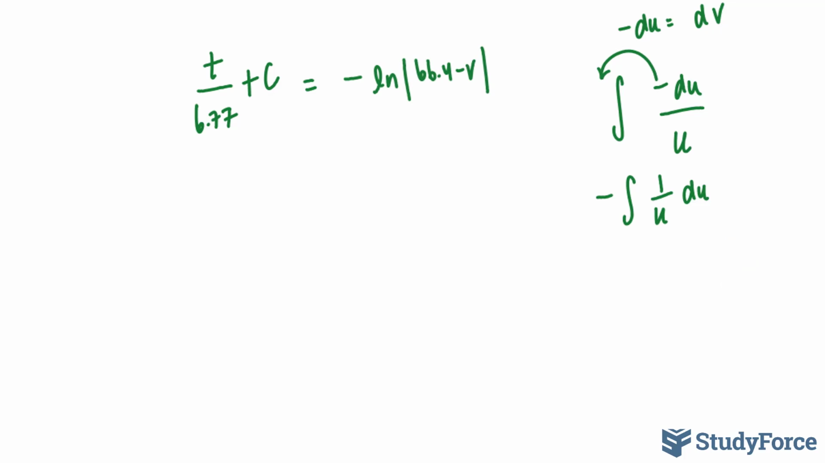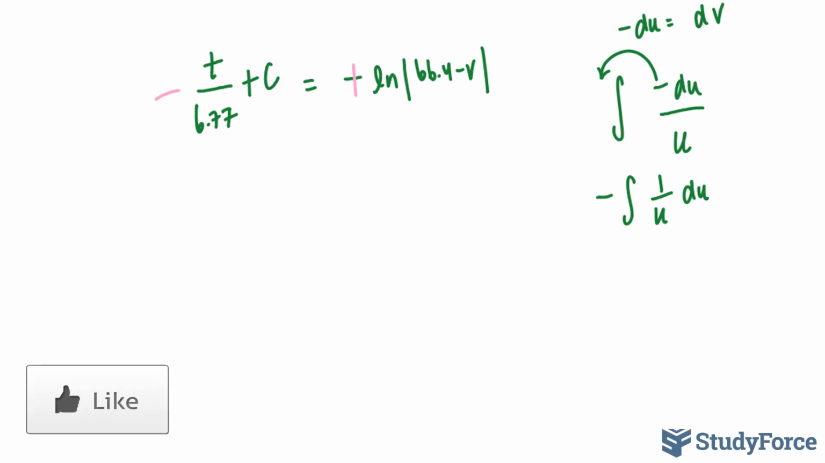Next, I want to eliminate the ln. But before I do that, you want to make sure that there's no coefficient in front of it. So I'll divide both sides by negative 1. Dividing this side by negative 1 makes this positive and makes this expression negative. Don't worry about the constant. Whether it's negative or positive, it won't affect the outcome here.